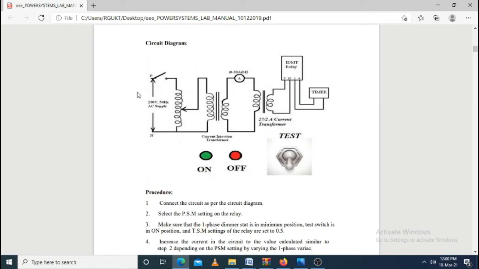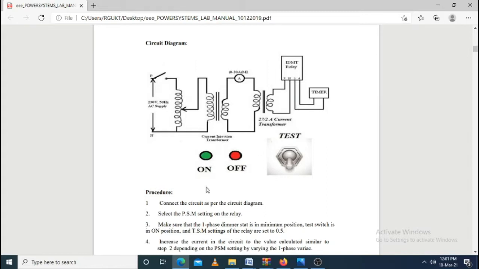We are applying a 230 volts, 50 hertz AC supply with the help of the auto transformer. This is a potentiometer. With the help of the auto transformer, we apply the rated voltage. This is a current transformer, and the secondary side is connected to a 0 to 20 amps MI type ammeter in series. This is the primary of the CT and the secondary of the CT. Here the IDMT relay and timer are there. We are creating the fault depending on the plug setting multiplier.